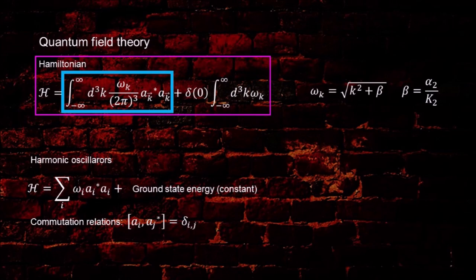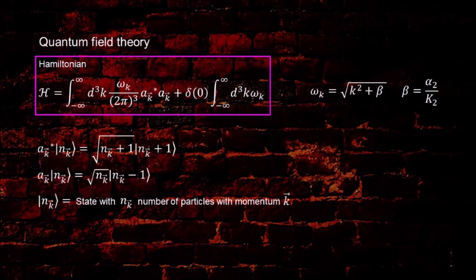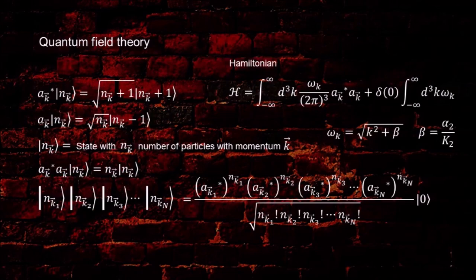So, in fact, the operators A and A star are just the creation and annihilation operators acting on a number state. The product A star A is the number operator, so the number state is in fact the eigenstate of the Hamiltonian. A multiparticle state can be constructed by acting with the creation operator on a vacuum, which can be defined by this relation.